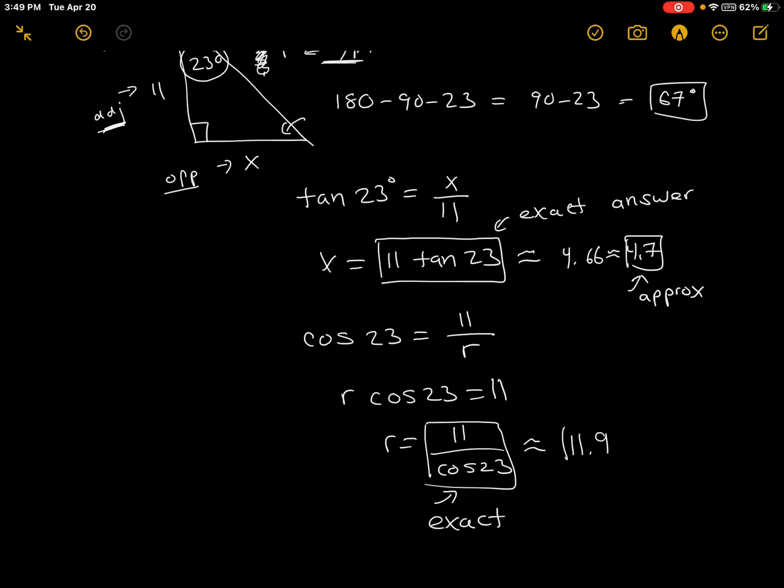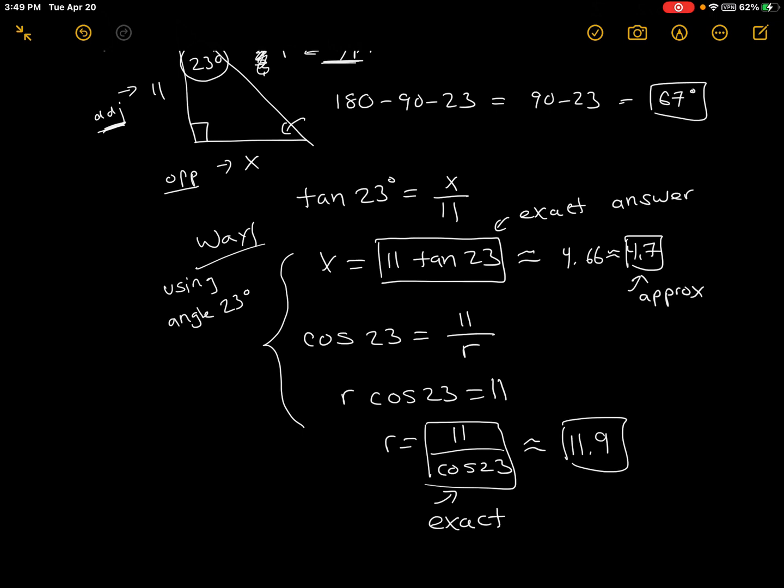Okay, so I want to show you that this is just one way of figuring out what x is, figuring out what r is, using the angle of 23 degrees. If you want to use 67 degrees, you could also solve the triangle, getting the correct answer. So I'm just going to show you this one way.